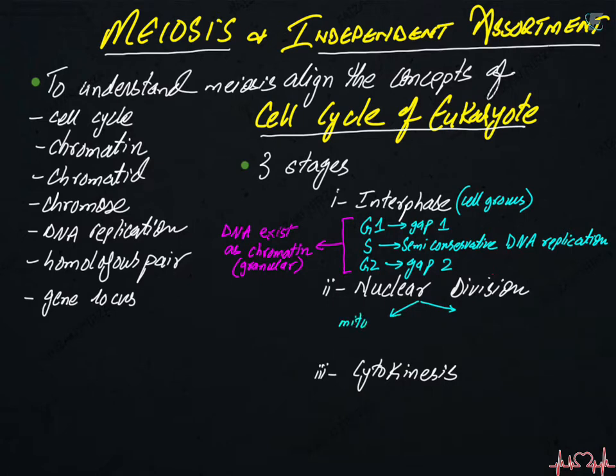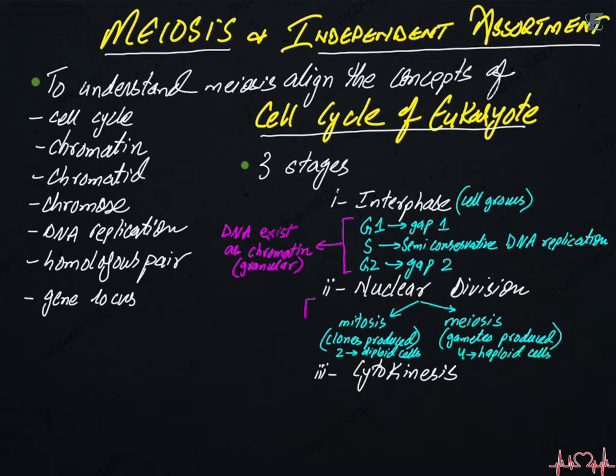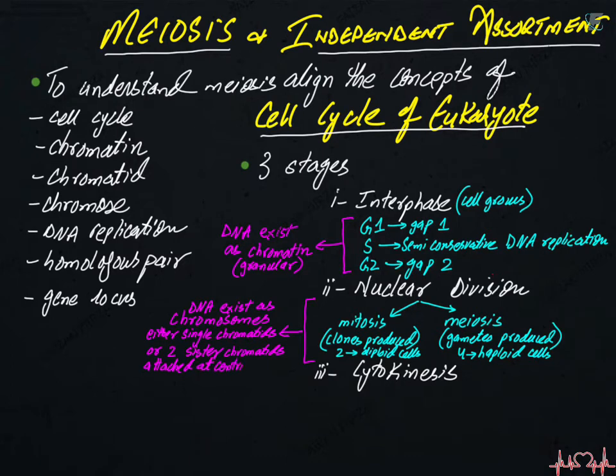Nuclear division could either be mitosis or meiosis. In mitosis, clones are produced, whereas in meiosis, gametes are produced. In mitosis, two diploid cells form eventually, and in meiosis, most of the time, four haploid cells form. When you look at a cell undergoing nuclear division, the DNA exists as chromosomes, either as single chromatids or two sister chromatids attached at the centromere.